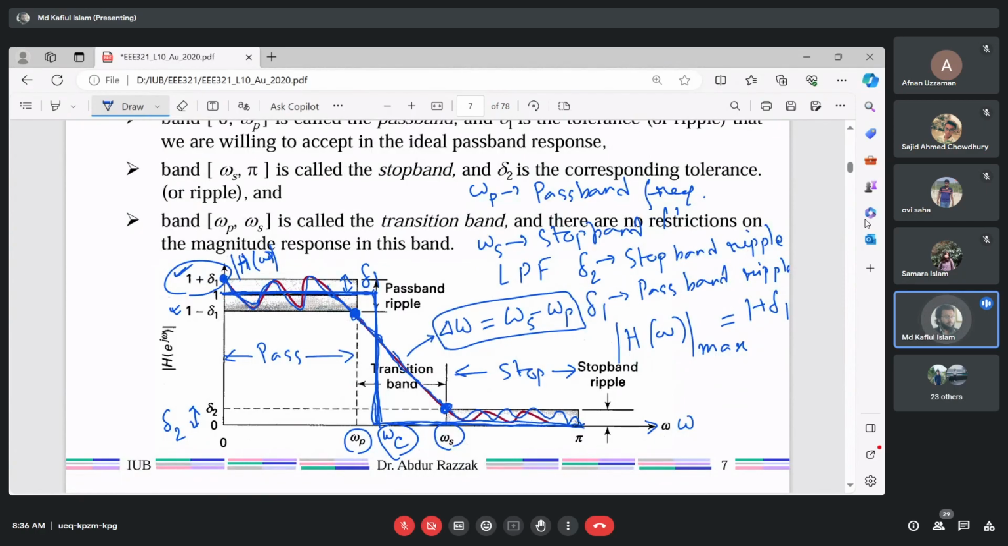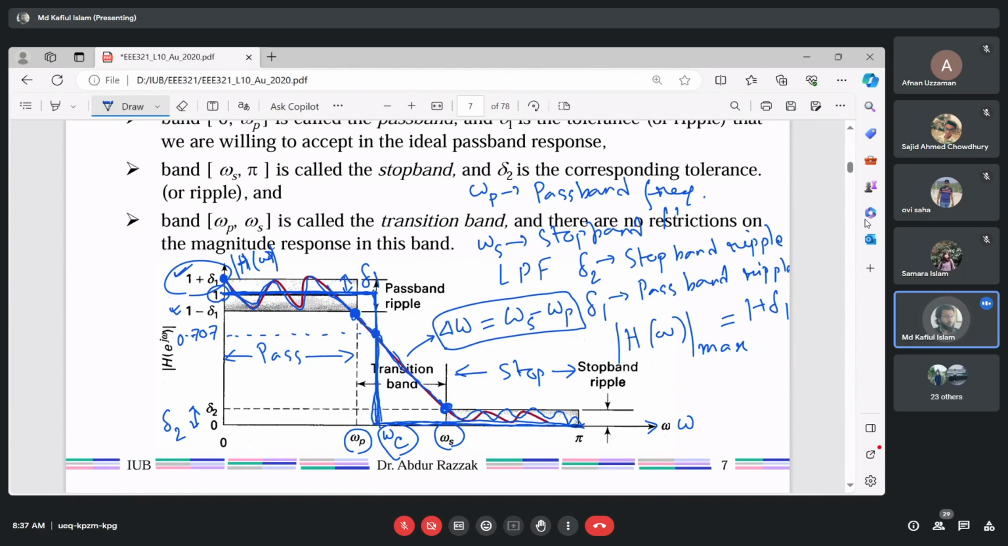Okay. So ωp, the pass band frequency, means where the pass band ends, and ωs, the stop band frequency, means where the stop band starts. Okay, so that is the definition. And ωc, your cutoff frequency. What is the cutoff frequency? The cutoff frequency is the value at which the gain is 70.7% of your maximum gain. So maximum gain is ideally 1, so it is supposed to be 0.707.